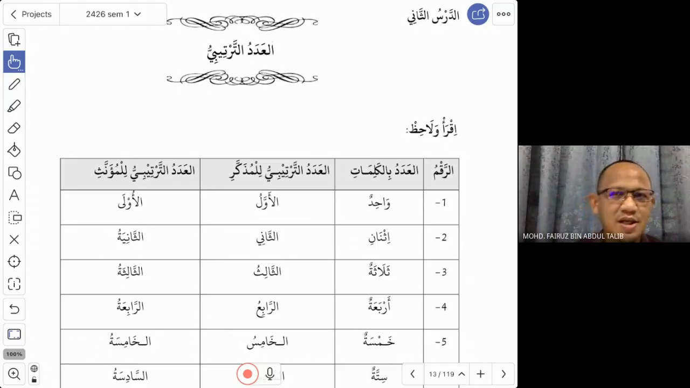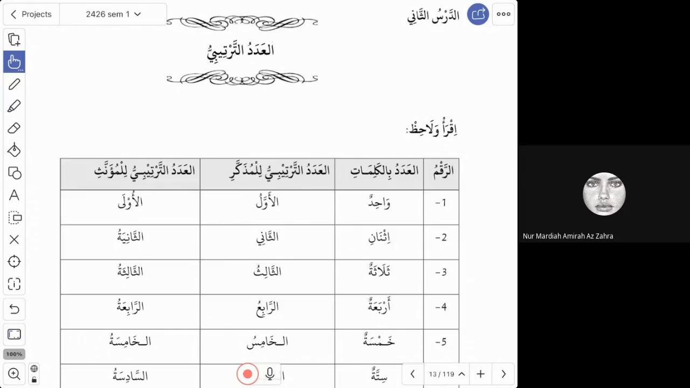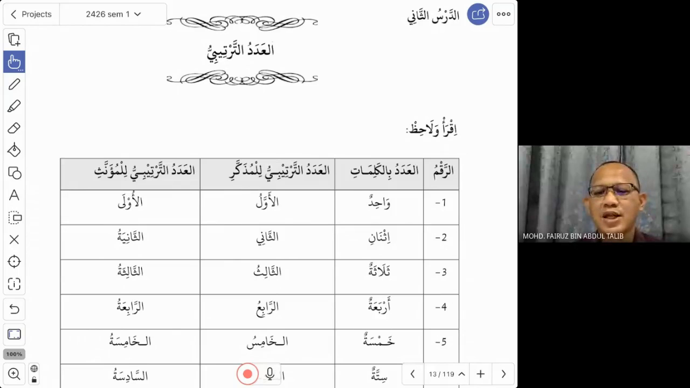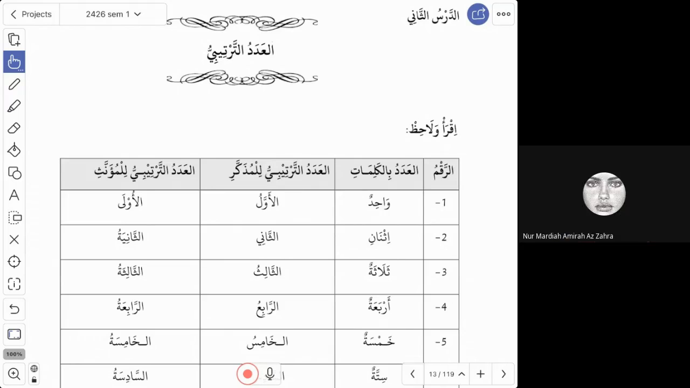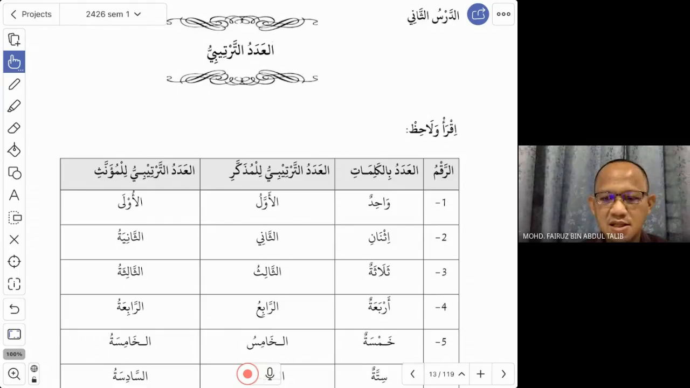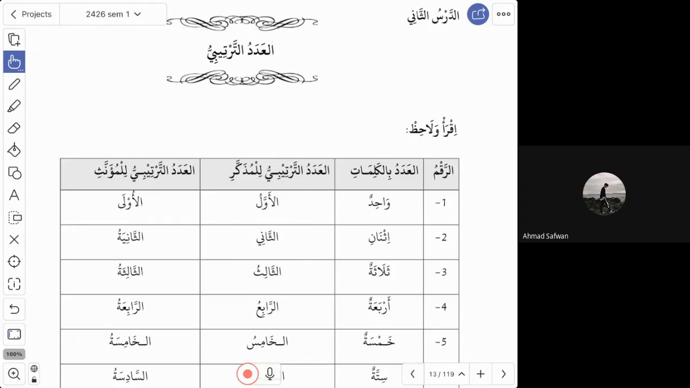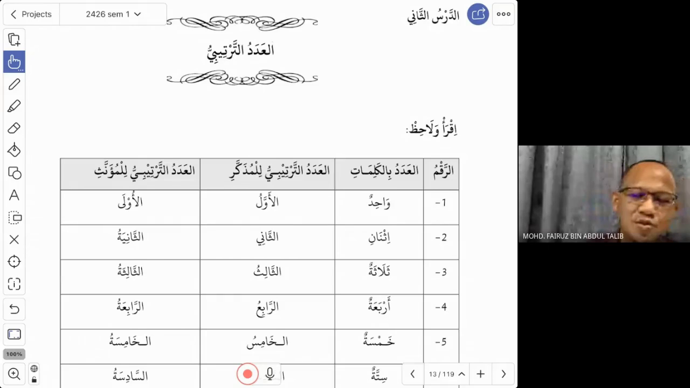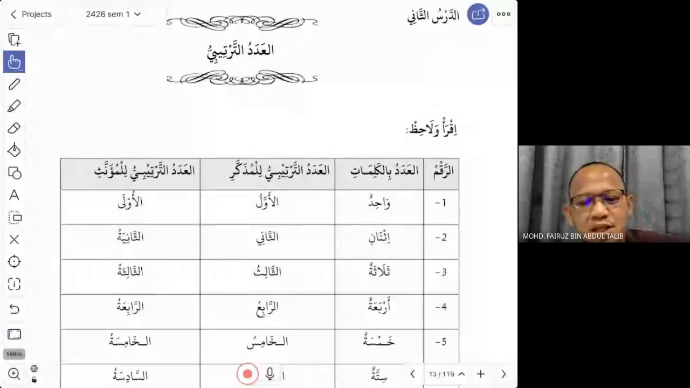Okay, let us go through quickly. First, الأول. نعم. الأول صحيح. The second, الثاني. The third, الثالث. Try without looking at your textbook. How do you say the third? الثالث. نعم.